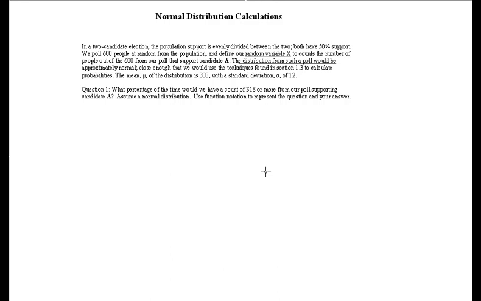Let's continue here. The distribution from such a poll would be approximately normal. And we'll see in later classes that that's going to be the case. Close enough that we would use the techniques found in section 1.3 to calculate probabilities, or as we've been doing in 1.3, calculating relative frequencies or proportions. The mean mu of the distribution is 300 with a standard deviation of 12.